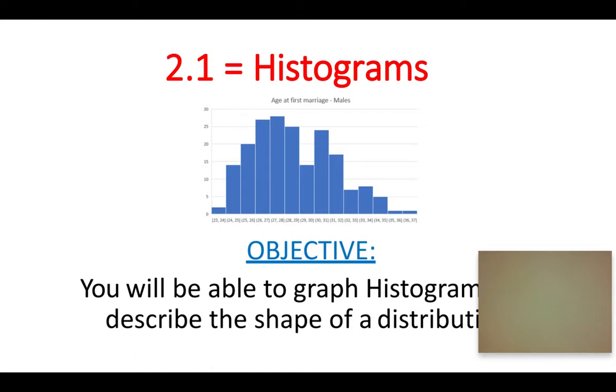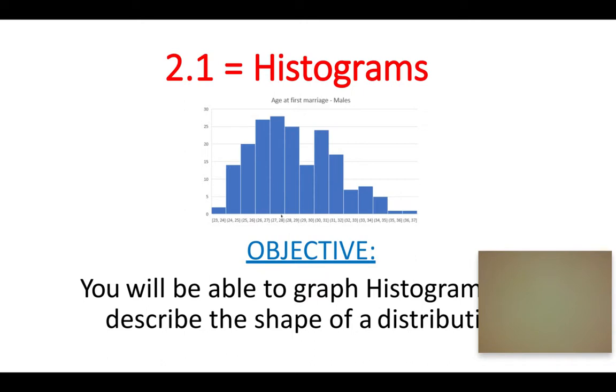So for histograms, here's an example of one. This one is a graphical display of the age at first marriage of some males that were surveyed. So it looks very similar to what you might have seen as a bar graph. It does have a couple of differences, but this is an example of one. So you can see here's our classes or intervals at the bottom. The frequency is on this side, and then we've got these bars to represent the frequency of each category there.